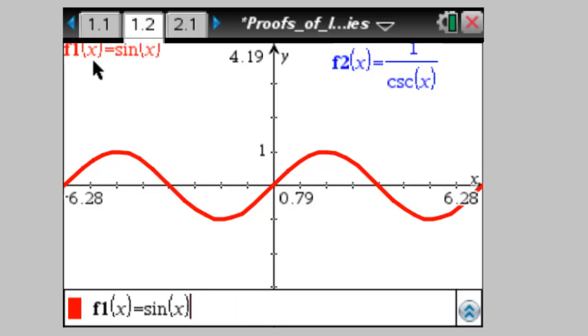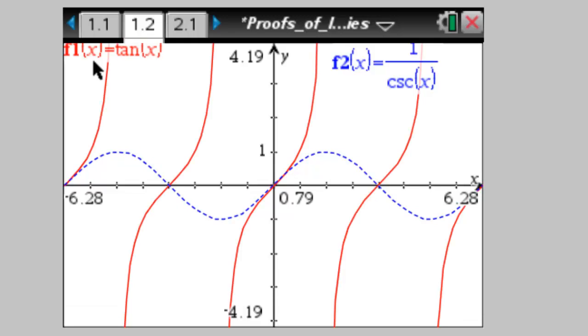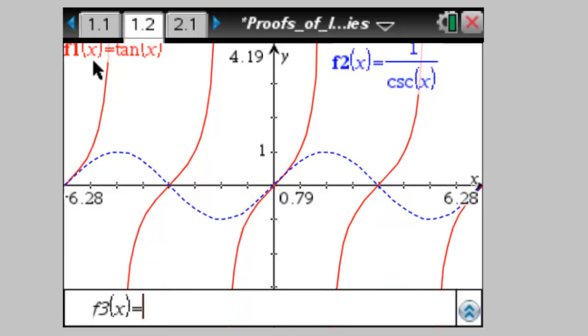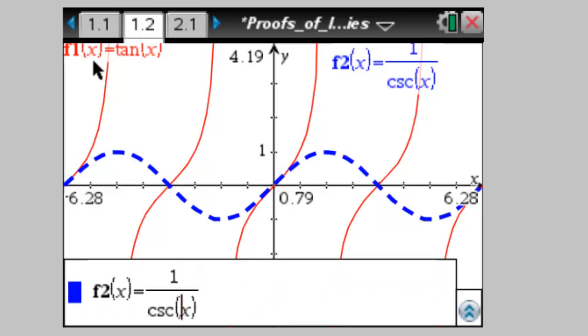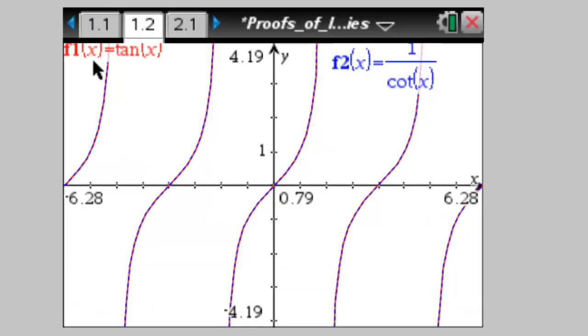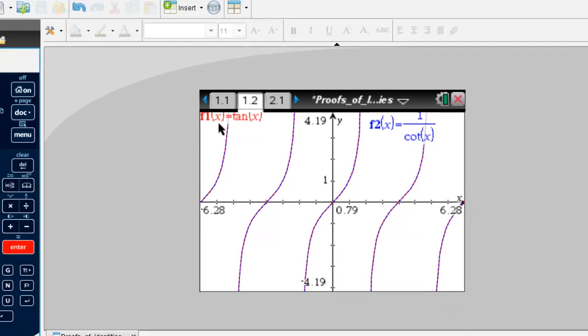They are equivalent. They are both true for any value of x. I won't spend time doing every single identity in this grouping. I'm sure that you catch the drift, and you can also verify them yourselves on your own graphing calculator. But if I wanted to do, for instance, the tangent of x, there's the tangent. It is equivalent to 1 over the cotangent of x. I get the same graph.